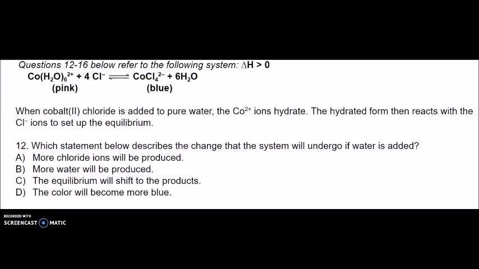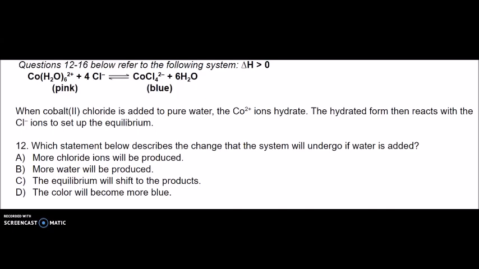So now on number 12, we had an endothermic reaction because delta H is greater than 0. And then I noticed that I have this cobalt peroxide complex with this chlorine yielding this cobalt complex that is blue and some water. If you haven't done this reaction, the nickname is called the Pink Panther. When cobalt 2 chloride is added to pure water, the cobalt ions get hydrated. And those hydrated form and then react with the chlorine ions to set up an equilibrium.